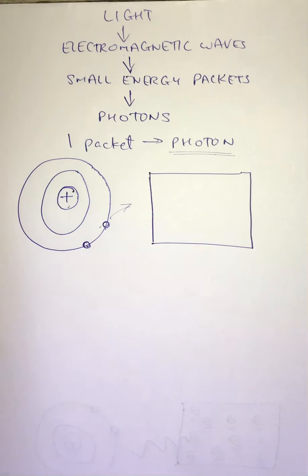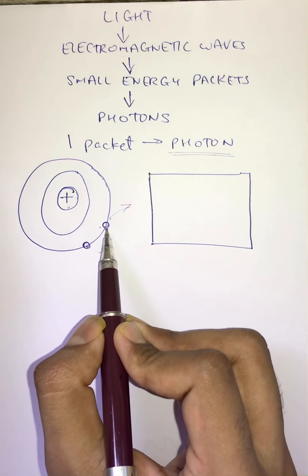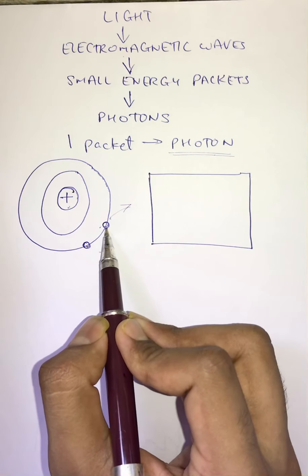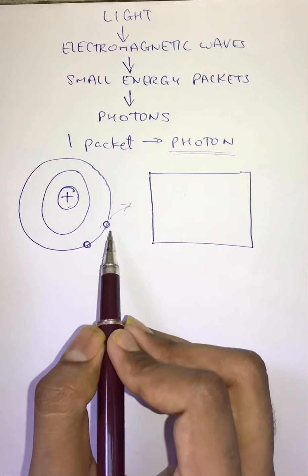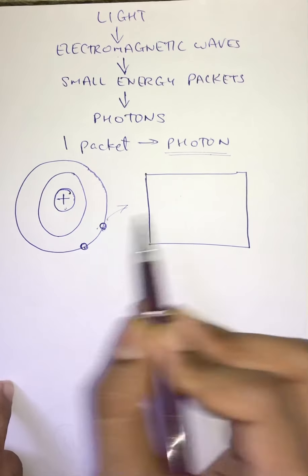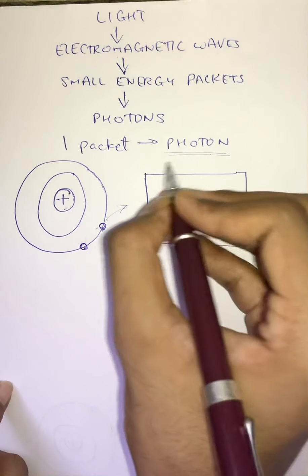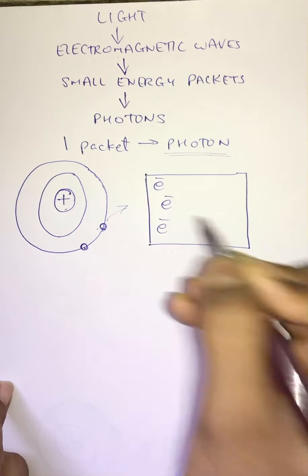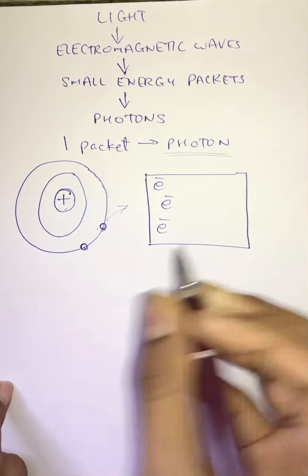Now I am just going to show these free, loosely bound electrons here. I am not going to completely show the atom, but only these loosely bound electrons in the metal plate. Why am I saying loosely bound? Because the force of attraction between the nucleus and the electron is not that strong, but it does exist.